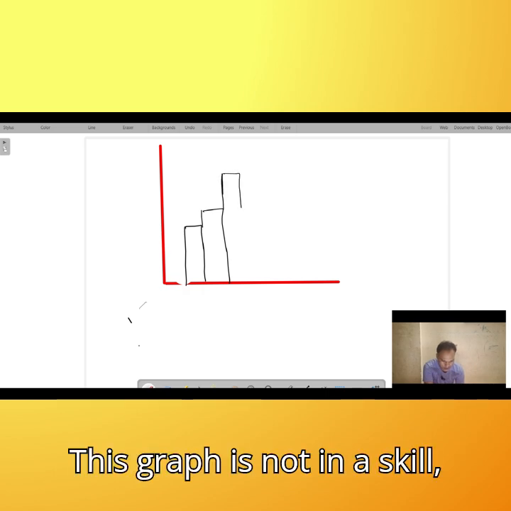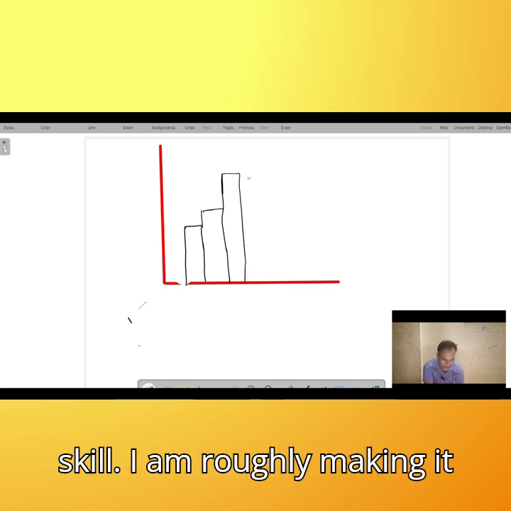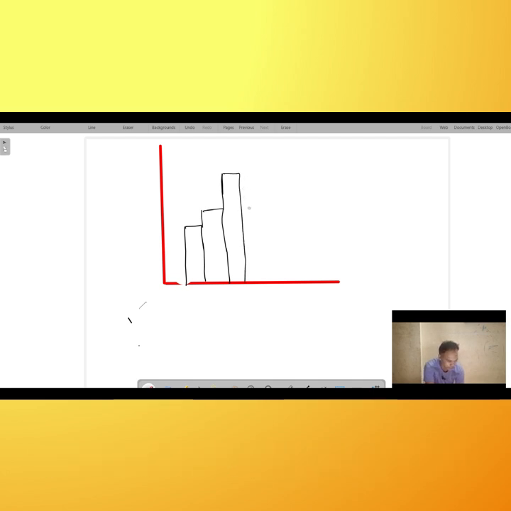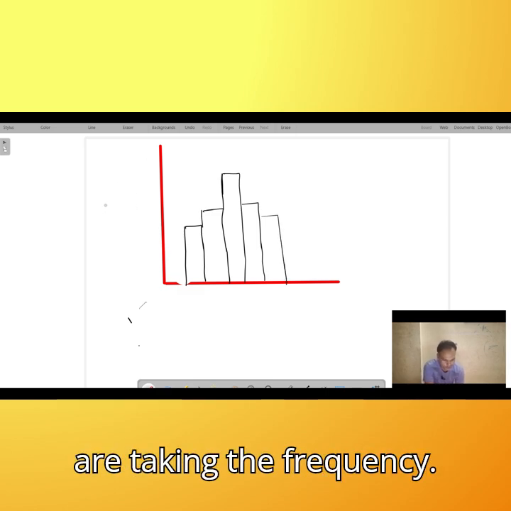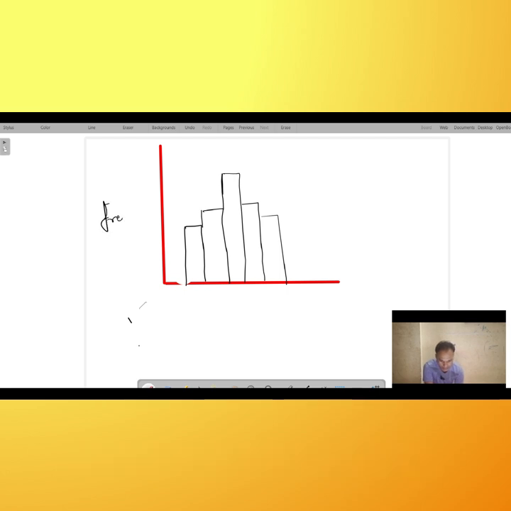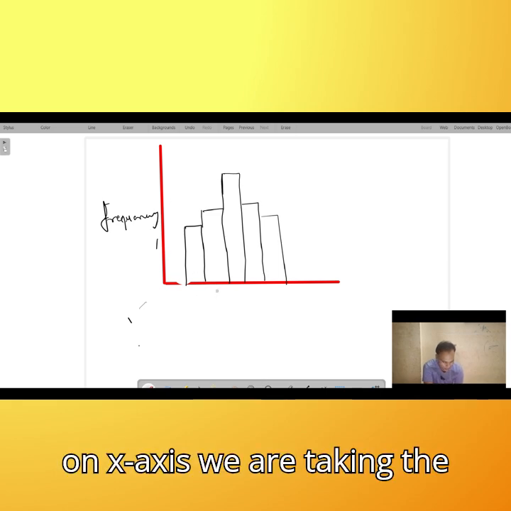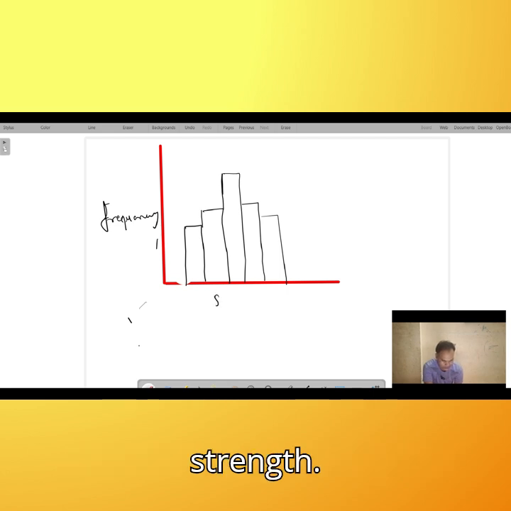This graph is not to scale, so don't consider it to scale. I am roughly making it from the understanding point of view. So here on the y-axis we are taking the frequency, and on the x-axis we are taking the strength.